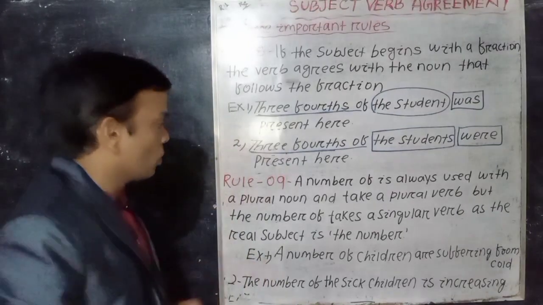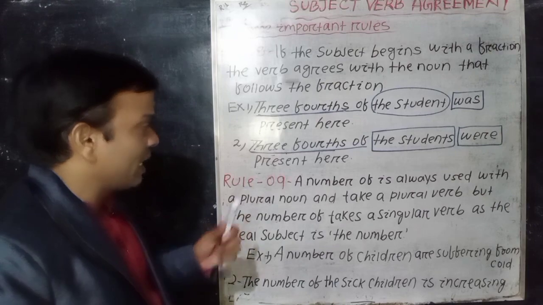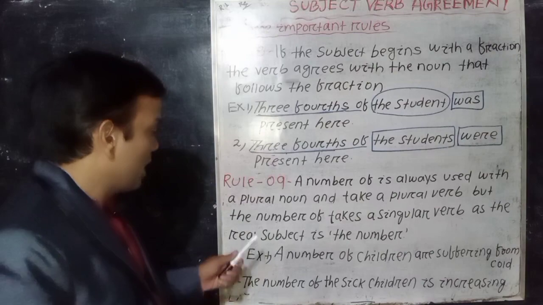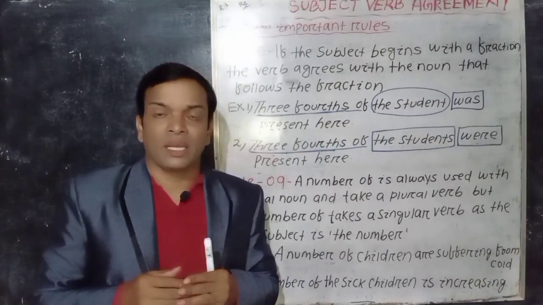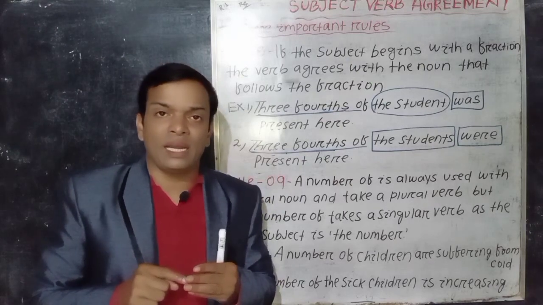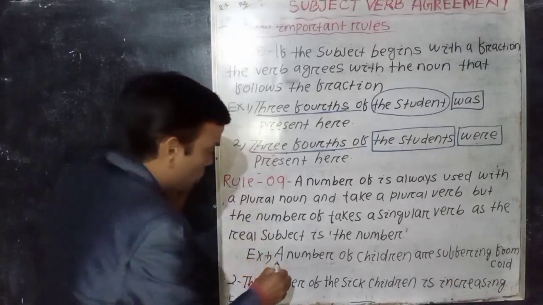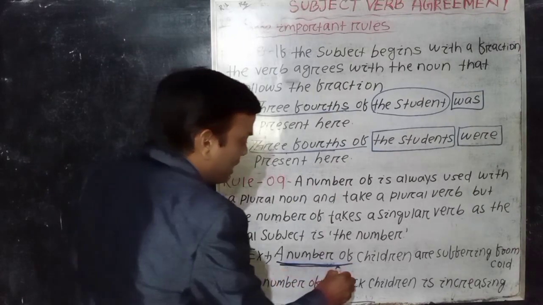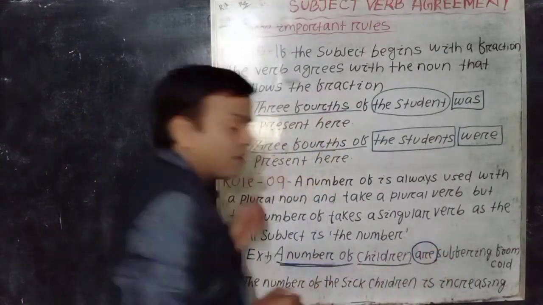Clear? Next, rule 9. A number of is always used with a plural noun and takes a plural verb. Clear? But the number of takes a singular verb as the real subject is the number. You know, a and the are articles. A and an are called indefinite articles, and the is the only definite article. When we use a number of in a sentence, then usually it takes a plural noun, and the verb we use is also plural.